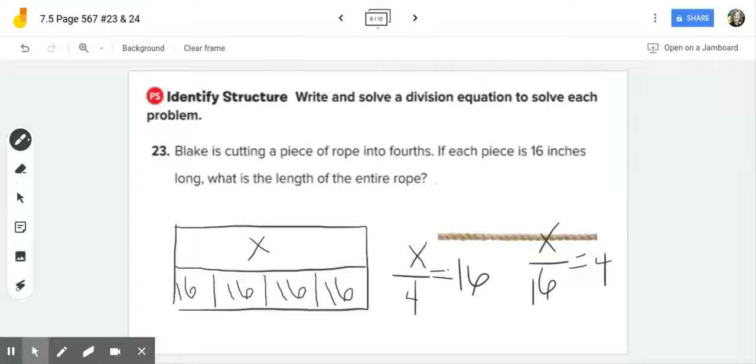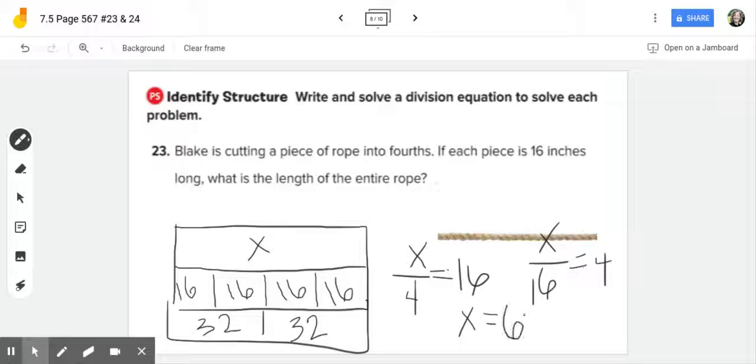Now, to make it quick and easy, I'm just going to extend my tape diagram, and I know 16 and 16 is 32, and 32 and 32 is 64. So that's 64 inches. Okay, good.